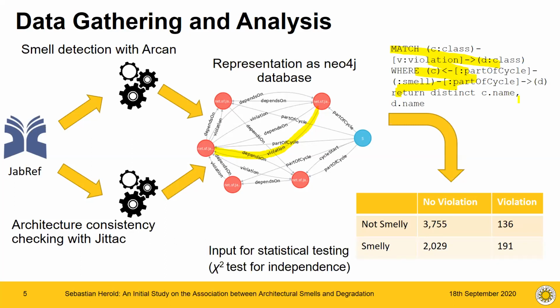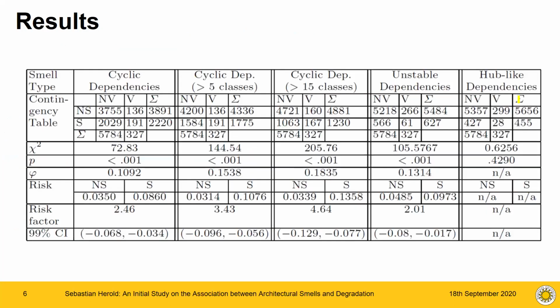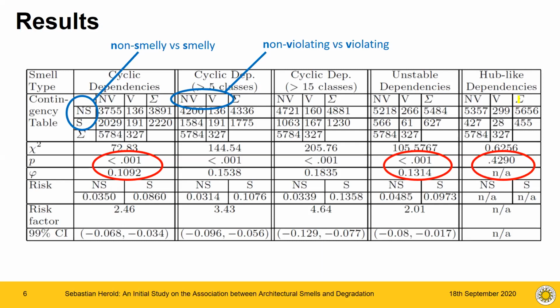These tables then were input for statistical testing, or more precisely for the chi-square test for independence between two properties. This table shows a lot of numbers, which are essentially the results of the testing. First of all, I should say here, the rows of the contingency tables are non-smelly versus smelly dependency, or numbers of frequencies of those dependencies. And the columns in each table are non-violating versus violating dependencies. And if you do the testing for the tables, you will come up with the following results.